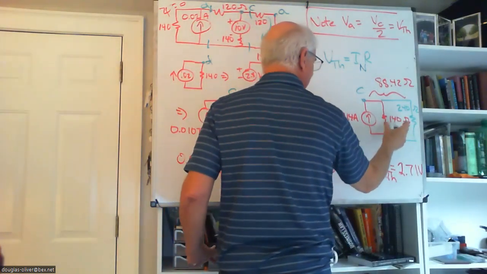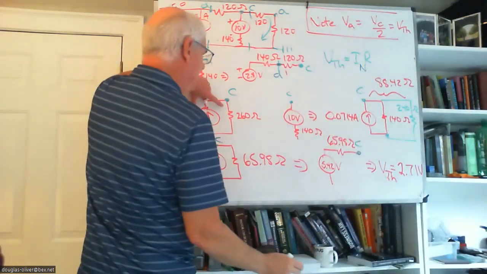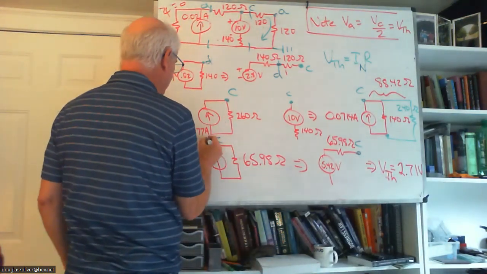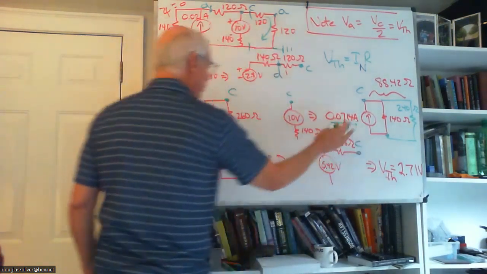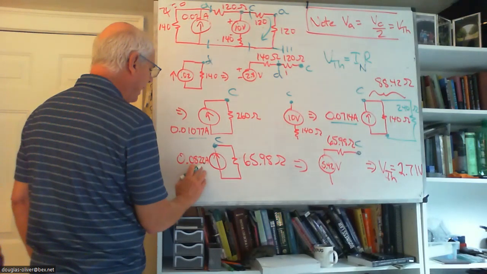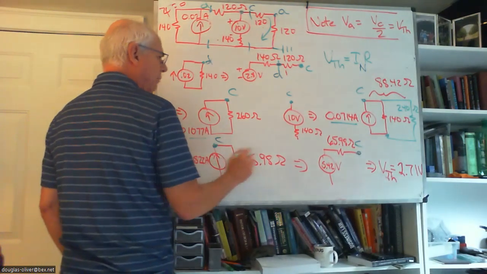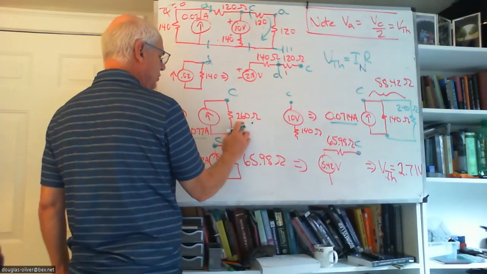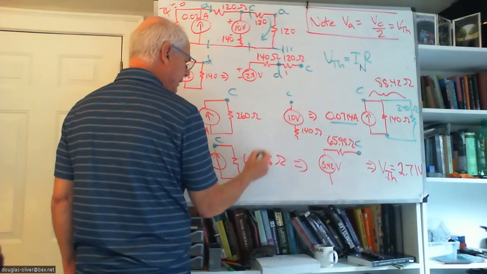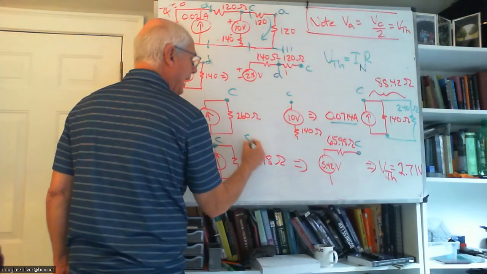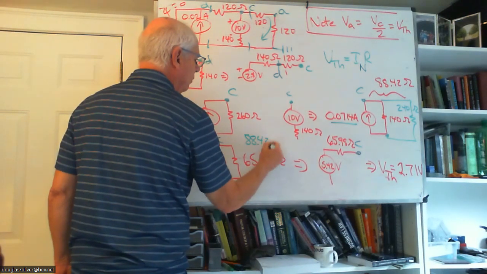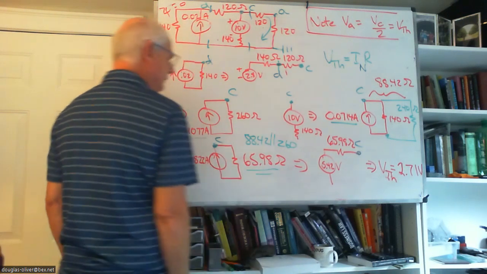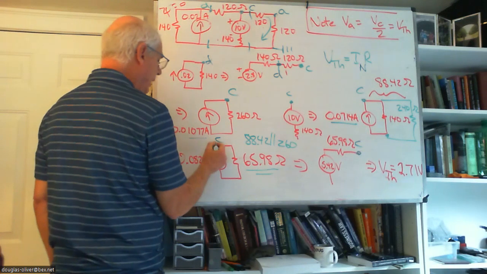Now, I'm going to add these together. I'm going to add this one and this one. So what we're going to get then is we're going to add the current sources there. 0.0714 plus 0.0107 is 0.0822 amps. And we're going to have an 88 ohm in parallel with a 260 because I'm adding that on. So that is, let's see, 88.42 in parallel with 260 ohms is 65.98 ohms.